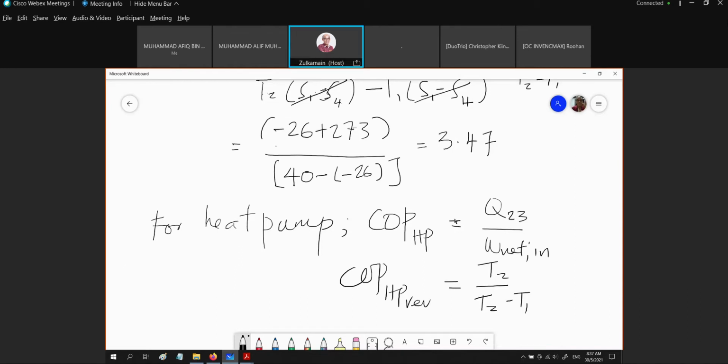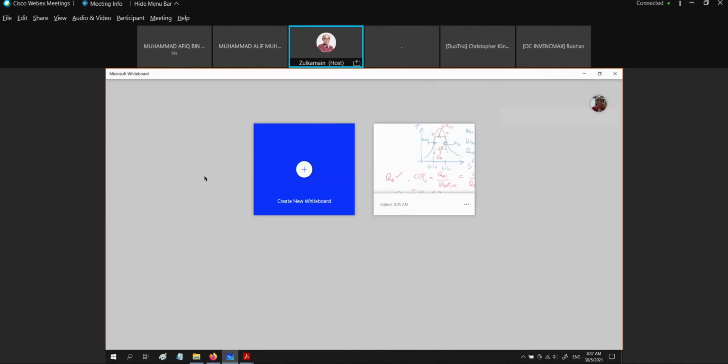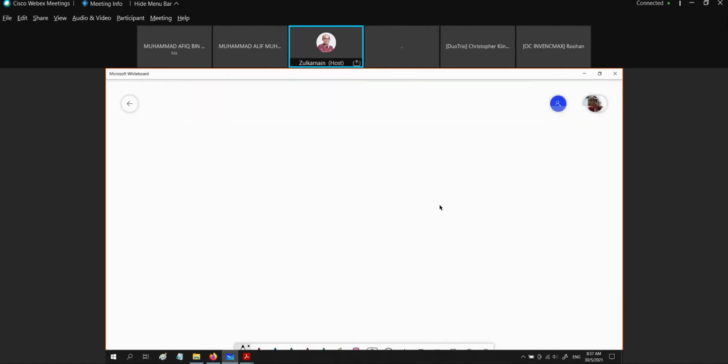And we know that a reverse Carnot cycle is not a practical cycle because it consists of reversible processes. You see, from 1 to 2, 2 to 3, 3 to 4, 4 to 1, all the processes begin with the word reversible. We have reversible adiabatic at the compressor and at the turbine. We have reversible isothermal at the condenser and also at the evaporator. So it's not a practical cycle.